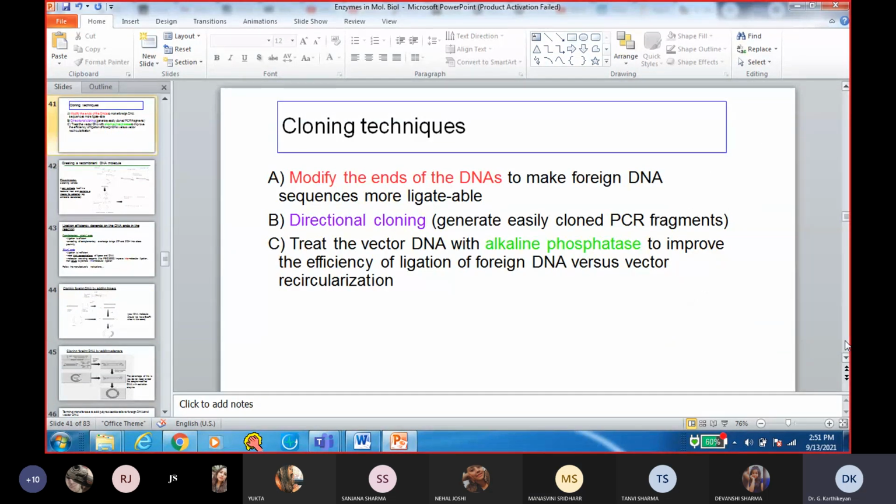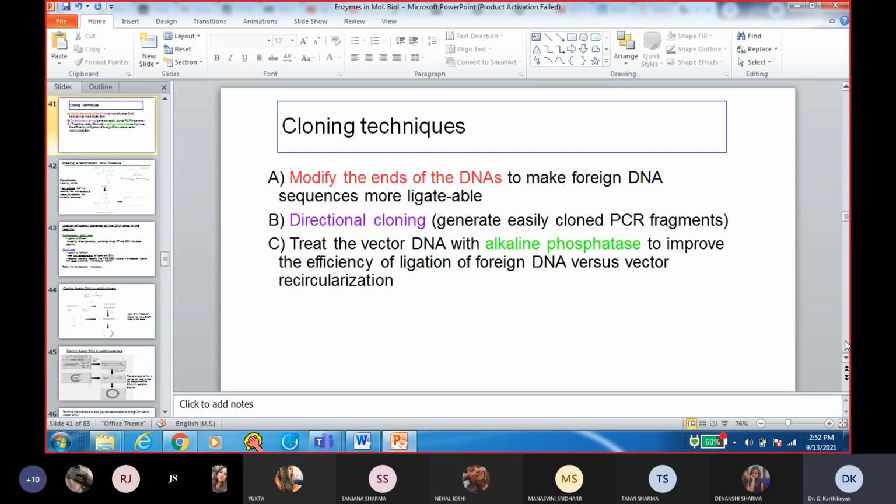Okay. So the ultimate aim of this ligation reaction is to maximize the intermolecular reactions, right? We don't want intramolecular reactions. We want intermolecular reactions, that is between the genomic DNA or cDNA, if you're making a library, and the plasmid vector. So we need to modify the ends to make sure that the foreign DNA sequences are more ligatable, right? There are two different ways by which this can be done.